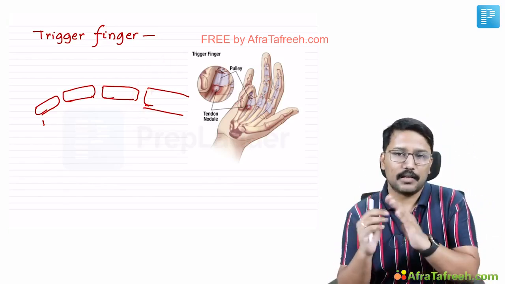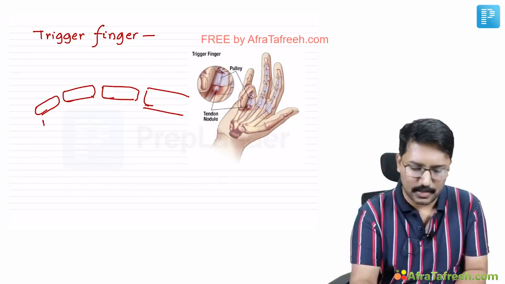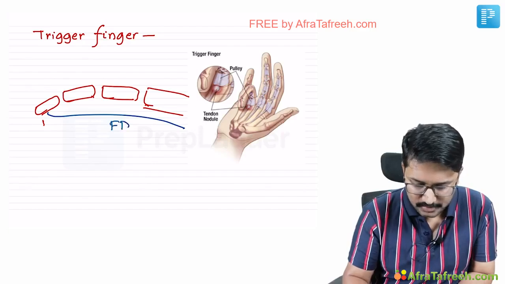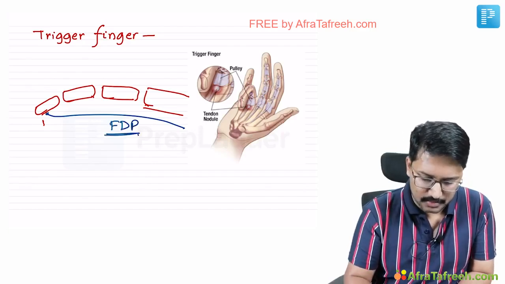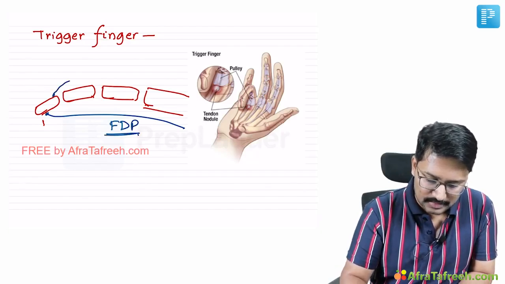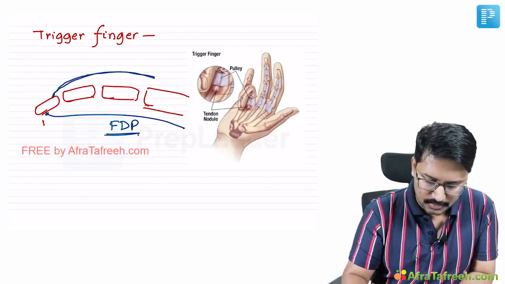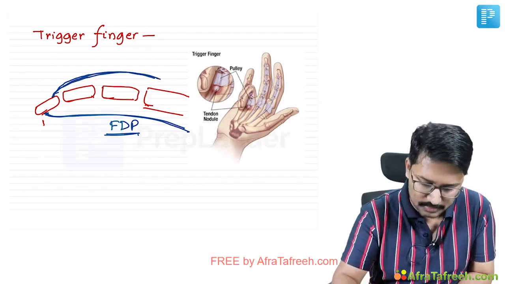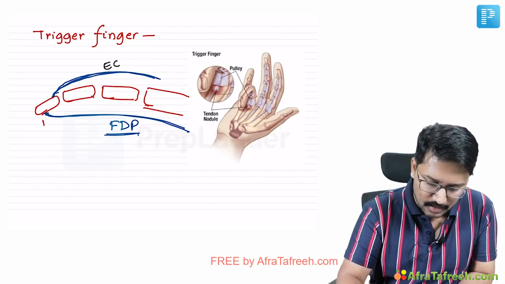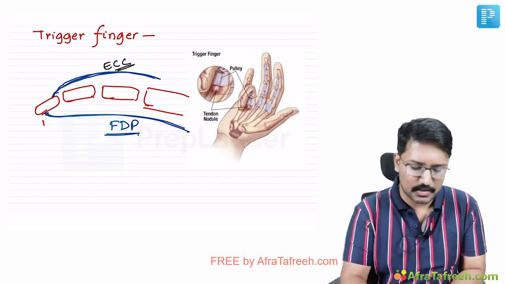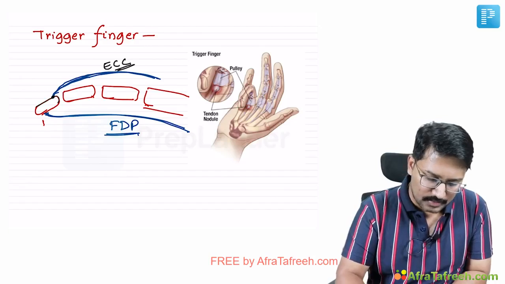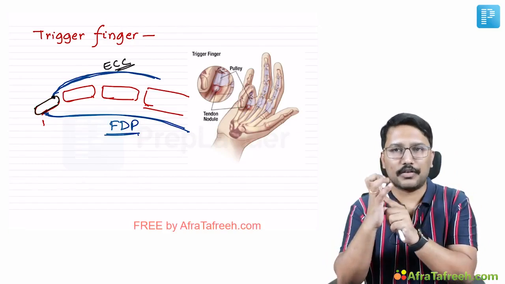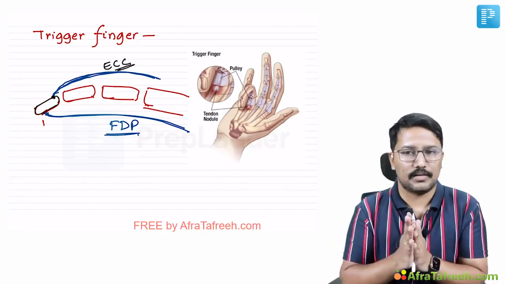Now on the flexor side of your fingers, we have the tendon called flexor digitorum profundus, which is getting inserted here, and on the extensor side there is also an extensor tendon, right? So flexor tendon here, extensor tendon here. The extensor tendon is called extensor communis, which is getting inserted on your distal phalanx, right? The relative relaxation and contraction of these tendons causes the movements, right?